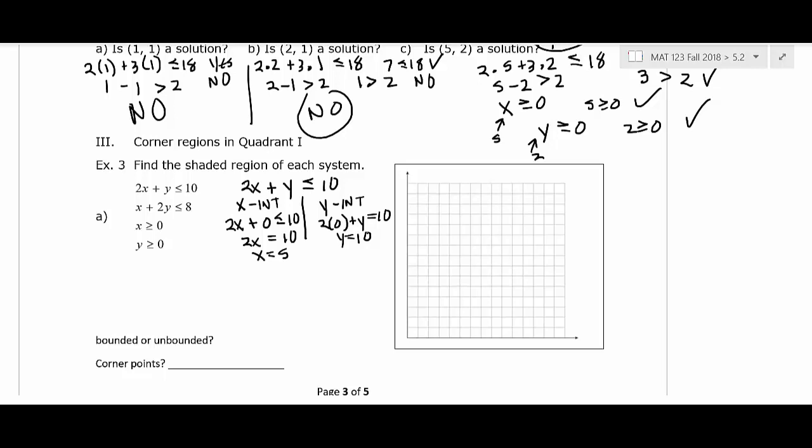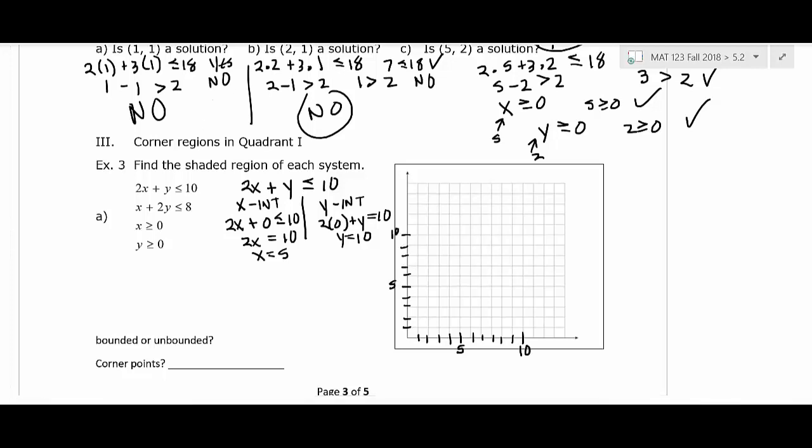Okay? So before we do anything with the other inequalities, we want to go ahead and just get this set up. So let's just go by 5. Let's label the x-axis 5, 6, 7, 8, 9, 10, like that. And let's do the same thing on the y-axis. Let's just go 1, 2, 3, 4, 5, and then 6, 7, 8, 9, 10, like that.